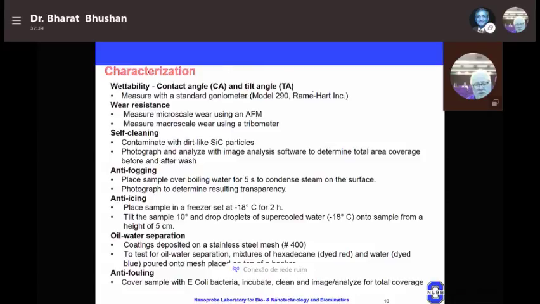We have created surfaces which fit. Properties of interest is wettability, namely using a standard goniometer. The mechanical durability of the surface is very important, and to perform both micro scale and macro scale experiments.